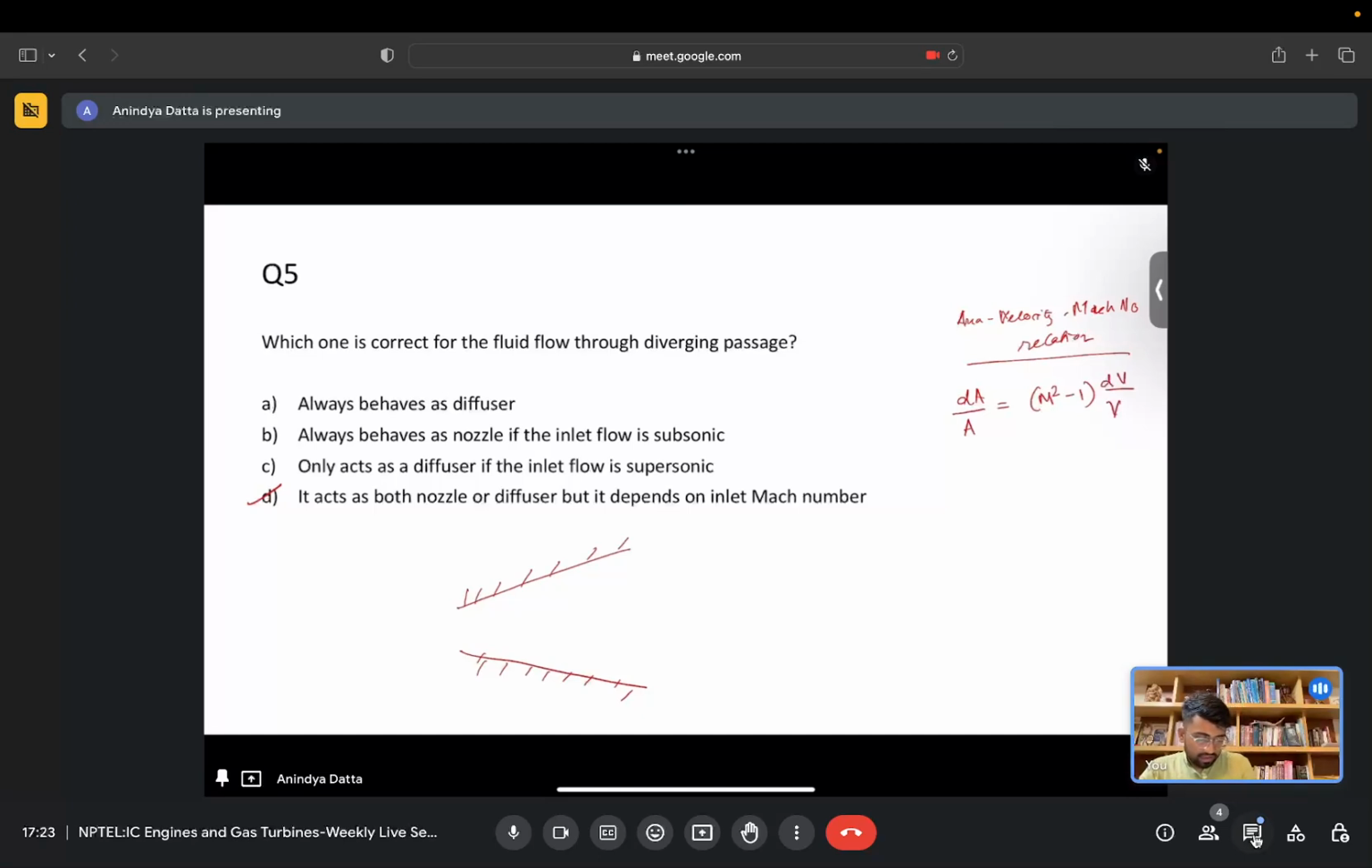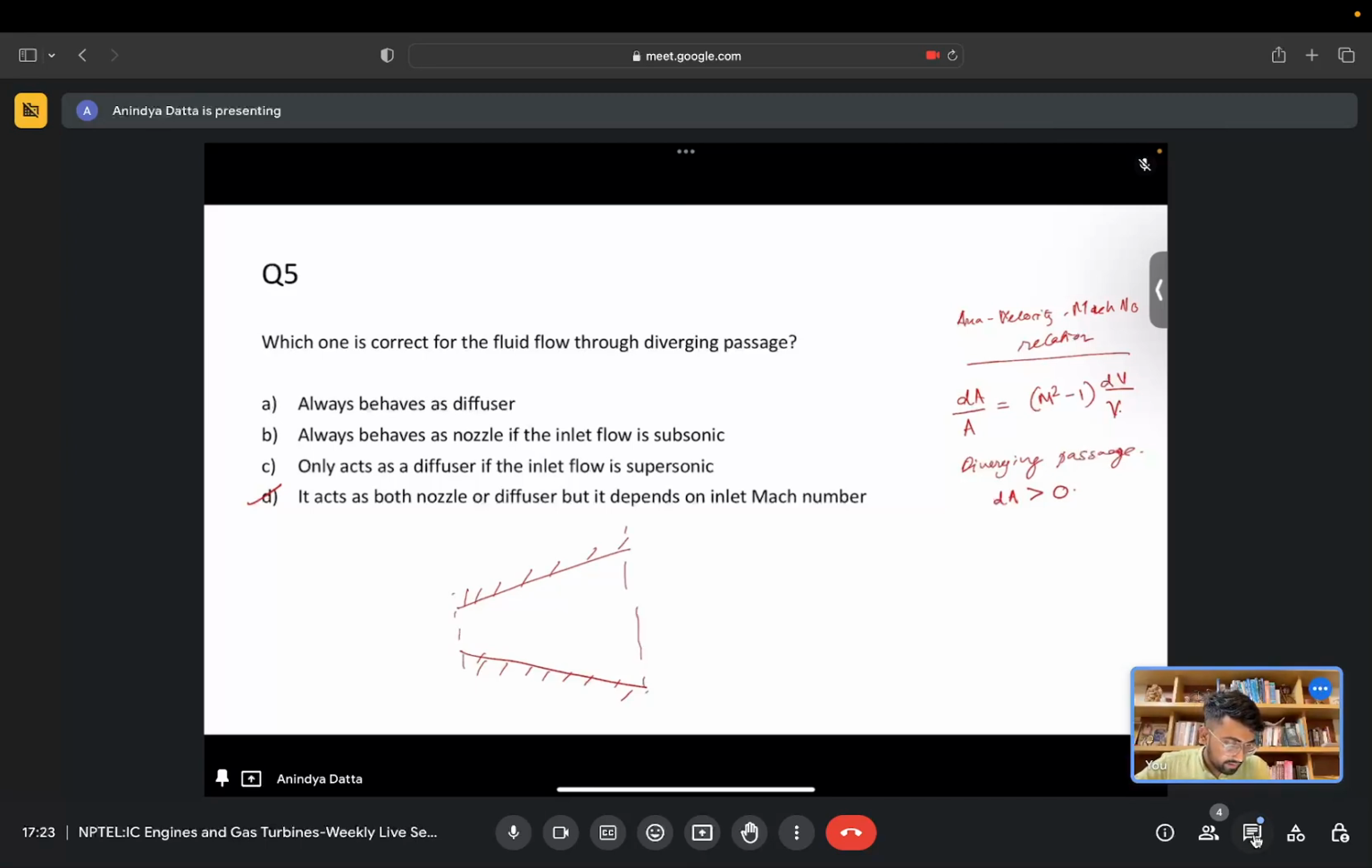Okay. So for a diverging passage like the one shown in this diagram, what is dA? Is dA positive or negative? dA is positive, right, because the area is increasing as the flow passes through the diffuser.